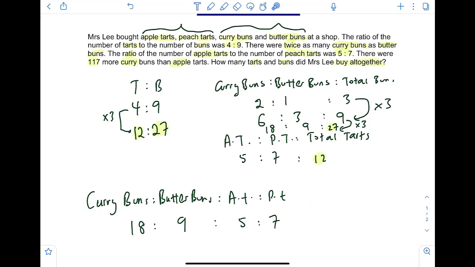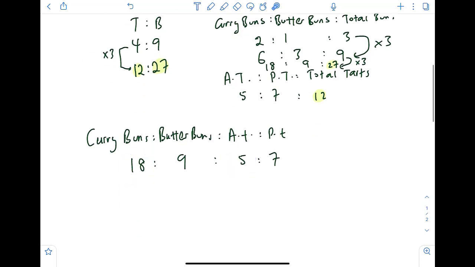Okay, so the clue in this question is over here as well. In terms of number of items, there were 117 more curry buns than apple tarts. So curry buns, apple tarts. 18 minus 5, that will be 13. So 13 units will be equivalent to 117.